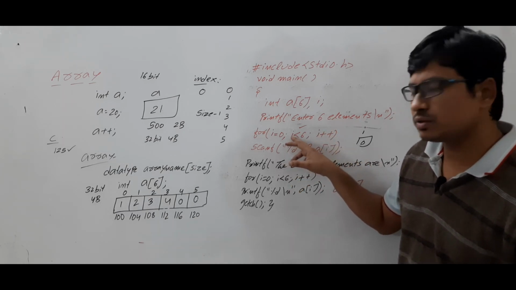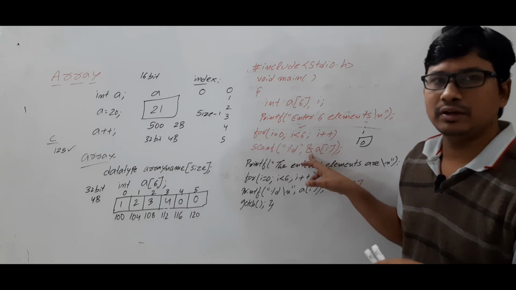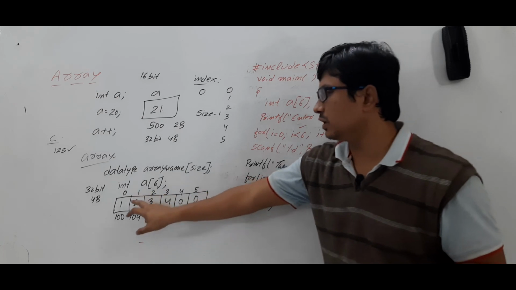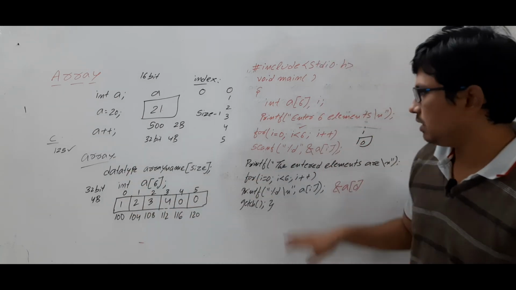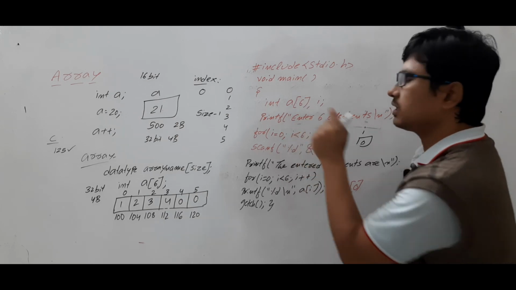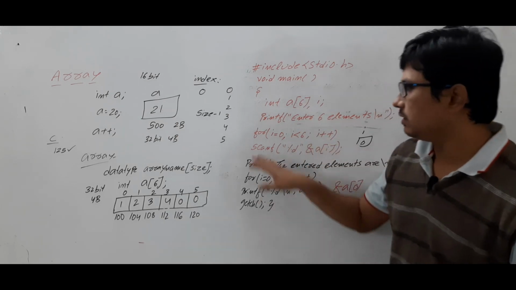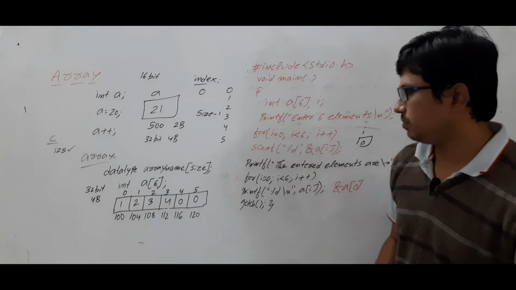Again the condition is true. The next element will be stored in the address location of a[1], meaning in index 1, the next element will be stored. Like that it will continue. When the i value becomes 6, the condition will fail, because 6 is not less than 6, 6 is equal to 6, so the loop will stop.